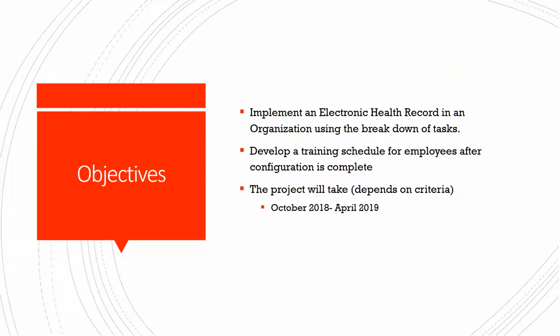So first we want to go over our objectives. Our objectives are first, implement an EHR, which is an electronic health record, in an organization using the breakdown of tasks. Second, we're going to develop a training schedule for employees after configuration is complete. And then lastly, we'll go over how long the project will actually take. In this, I stated that it does depend on the criteria, depending on whether weekends are taken off. But when I did the assignment, it was from October 2018 until April 2019.